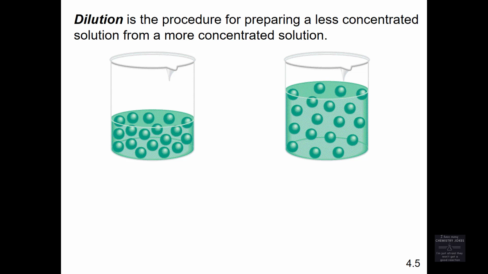So we last time talked about molarity, and molarity is a unit of concentration, moles of solute per liter of solution. Today, let's talk about dilution. Dilution is a way to make a solution less concentrated.